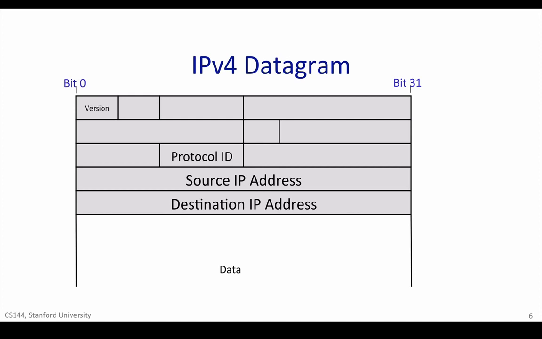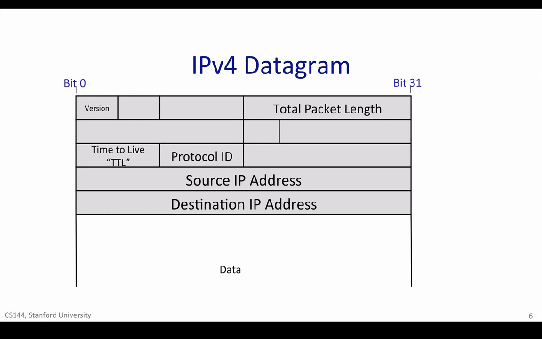The version field tells us which version of IP we're using. Currently, the legal values are IPv4 and IPv6. This header is an IPv4 header. We'll see IPv6 headers in a later video. The total packet length can be up to 64 kilobytes, including the header and all the data.